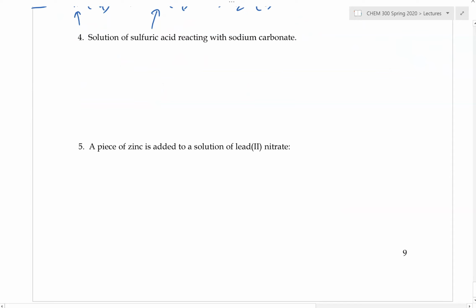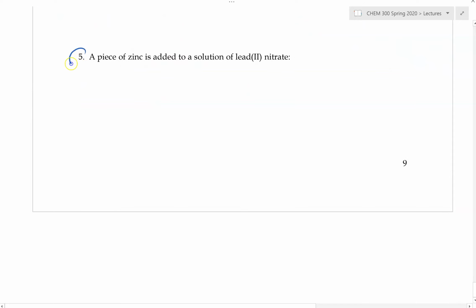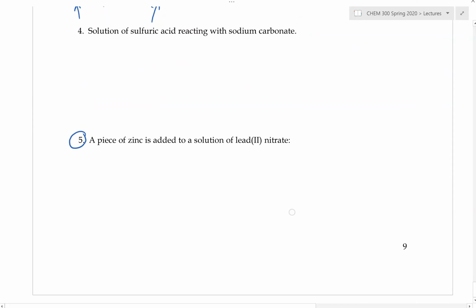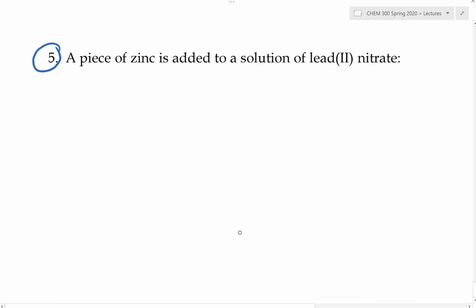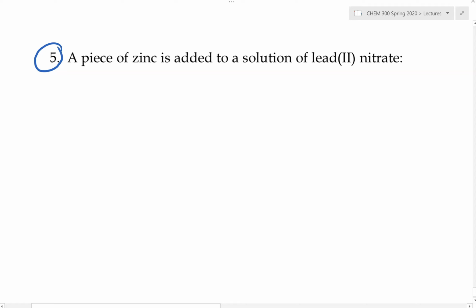Okay. And now let's try another example. This example number 5 right here. What would be the TIE and the NIE for this reaction right here? So a piece of zinc solid is added to a solution of lead-2 nitrate. So let's go over this one.